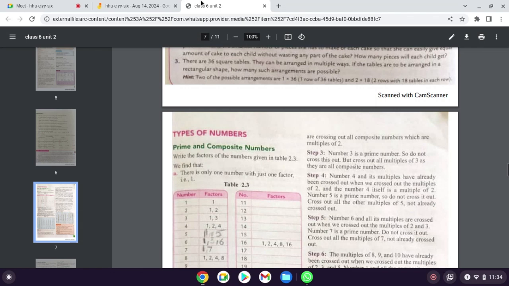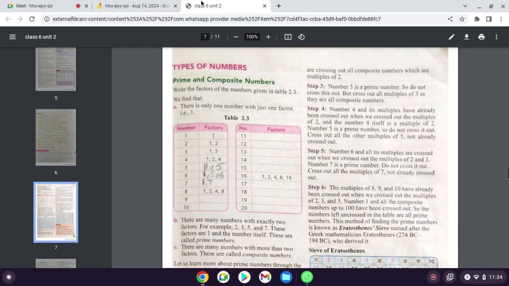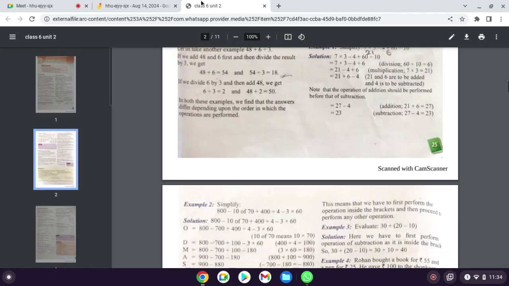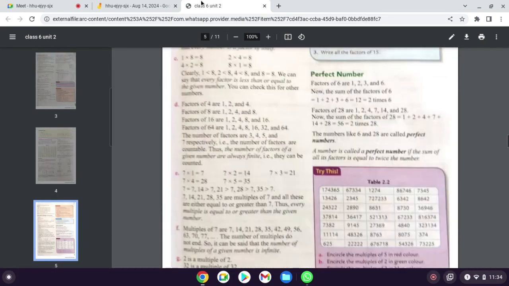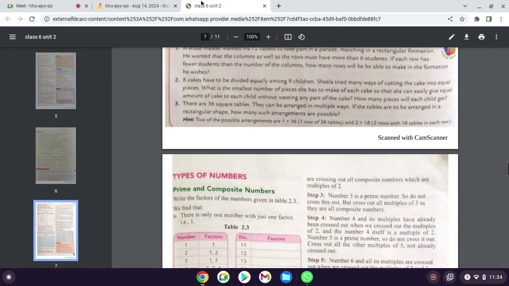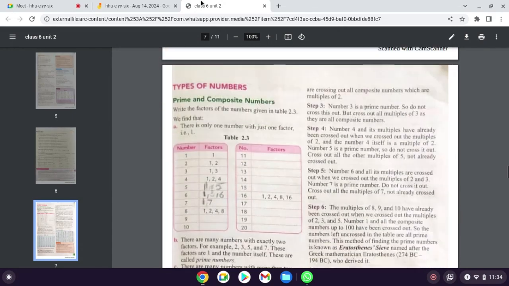Write the factors of the numbers given in table 2.3. We find that there is only one number with just one factor. For example, the factor 1 is present in every number. If there is a number and we have to find the multiples and factors of that number, then we have to start from which number? One. As you can see, the factor of number 1 is 1.